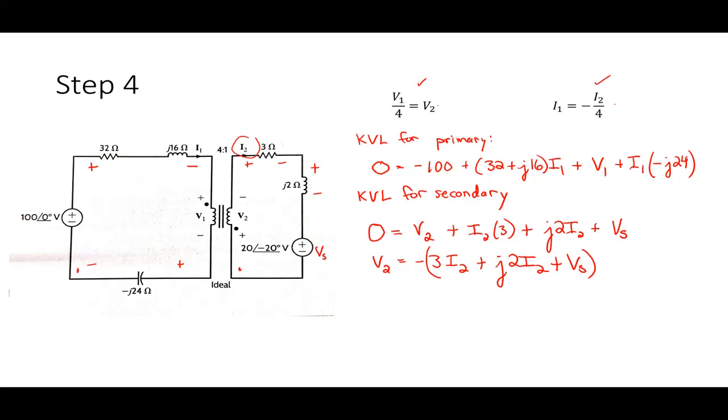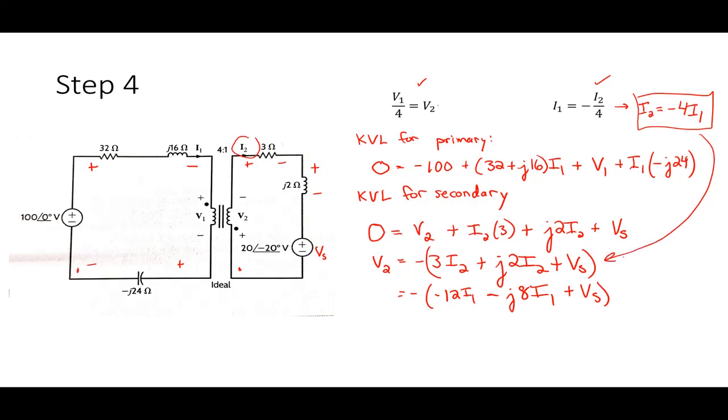Now what I can do is I can say, well, I know that I2 has to be equal to negative 4I1. So I will use that here in this relationship and say I have negative 3 times 4 times minus I1. So this becomes negative 12I1 plus j times 2 times negative 4. So this should be minus 8I1 plus Vs. So right, what I did was I just dropped this into this result right here, right?